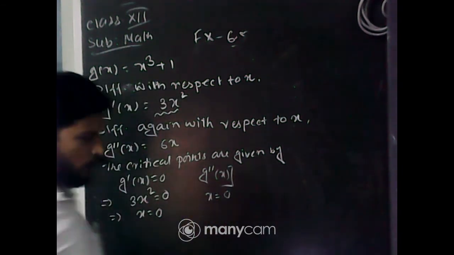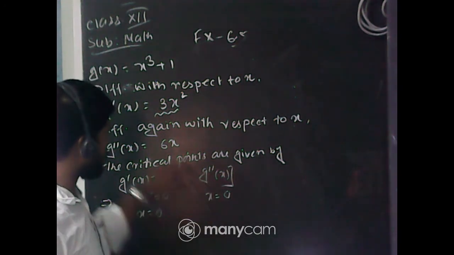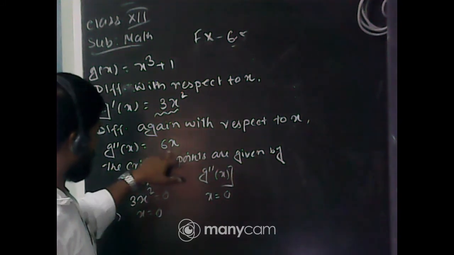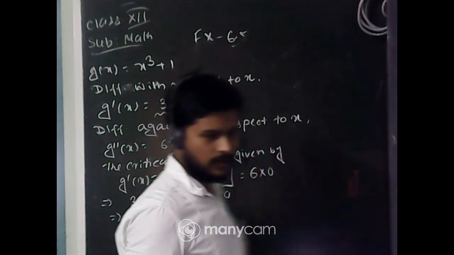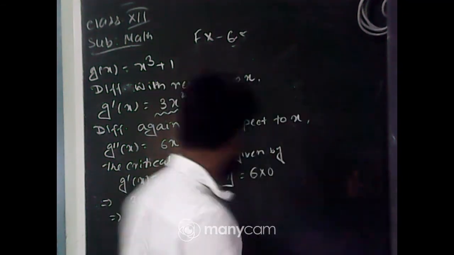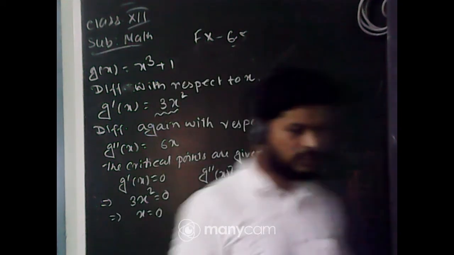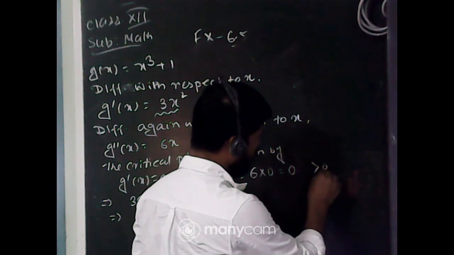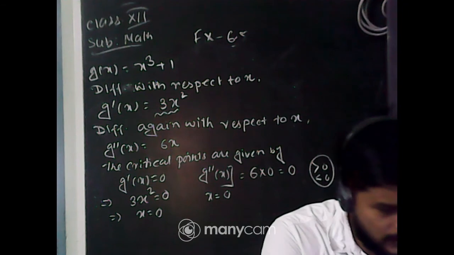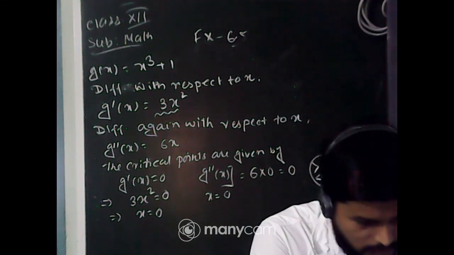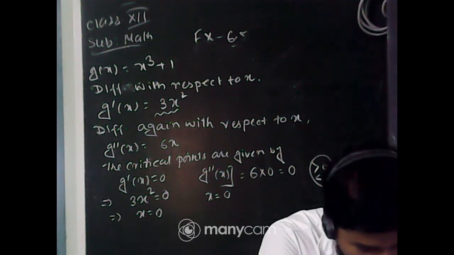Now one problem has arisen here. When you put x equal to 0 here, g double dot x is equal to 6 into 0, so that becomes 0. Now look, we cannot say that this is greater than 0 or less than 0. This is neither greater than 0 nor less than 0. So what can we say about this function, can you tell me?